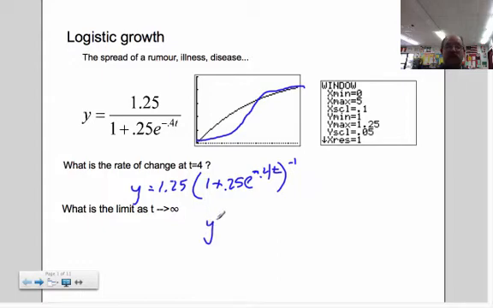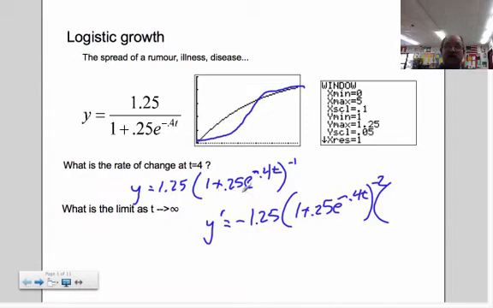And so y prime is going to be negative 1.25, because I'm just going to multiply by negative 1, times (1 plus 0.25 e to the negative 0.4t) to the negative 2, multiplied again by the derivative of this whole part in here. The derivative of 1 has gone away. The derivative of 0.25 e to the negative 0.4t is 0.25 e to the negative 0.4t multiplied by the derivative of negative 0.4t, which is negative 0.4.